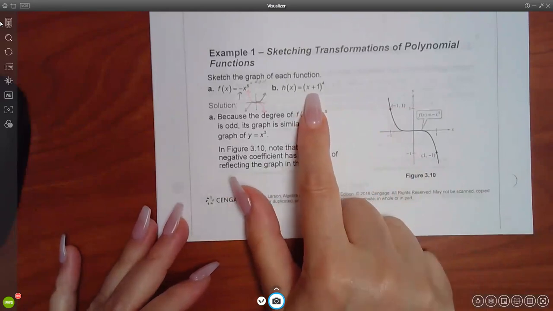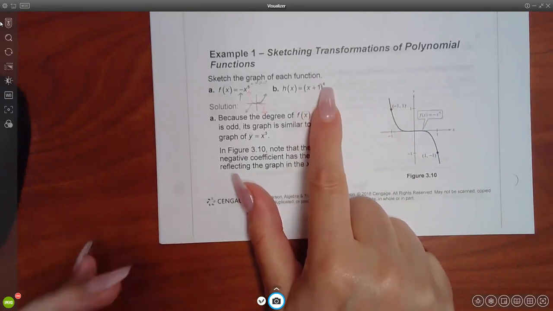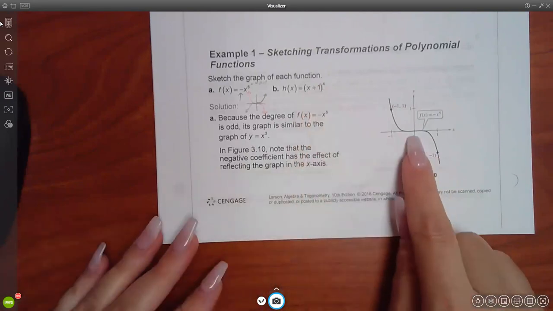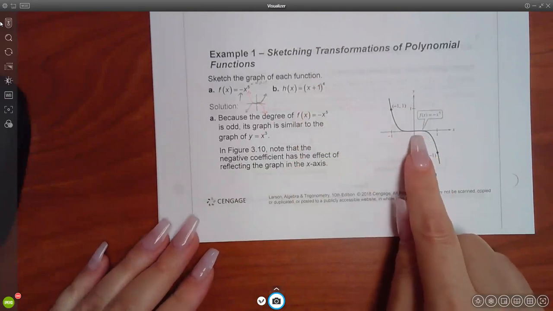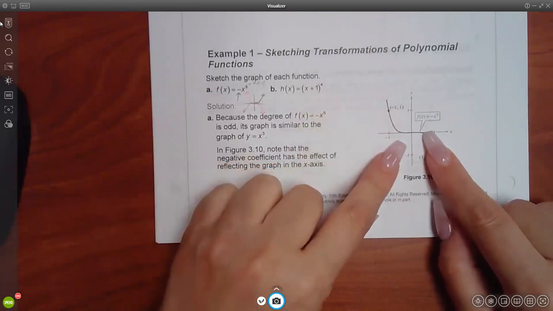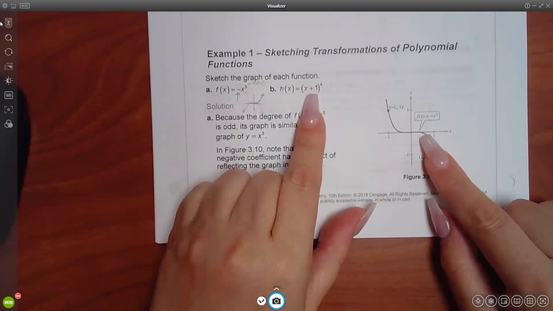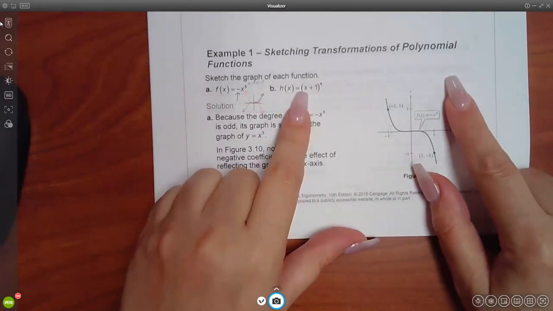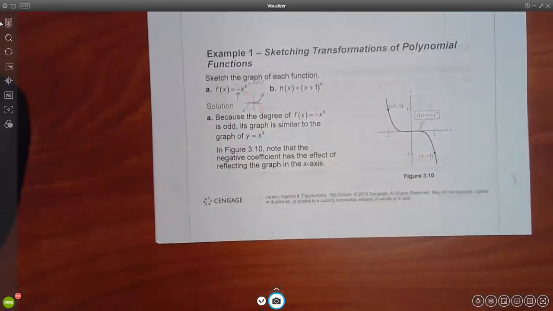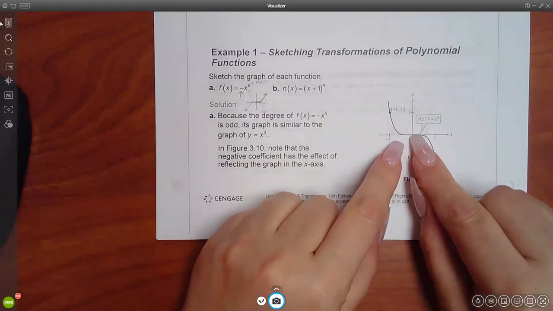What's happening to this one? It's going to the left 1 unit, and it's not a square, it's a fourth power, right? So it will have the same flat looking thing, but what will happen? What will the ends do if it says x to the fourth? They'll both go up, and there's no negative in the front, so it doesn't flip it over, right? A regular x squared should go up. The fourth power is just going to make it look flat, okay?